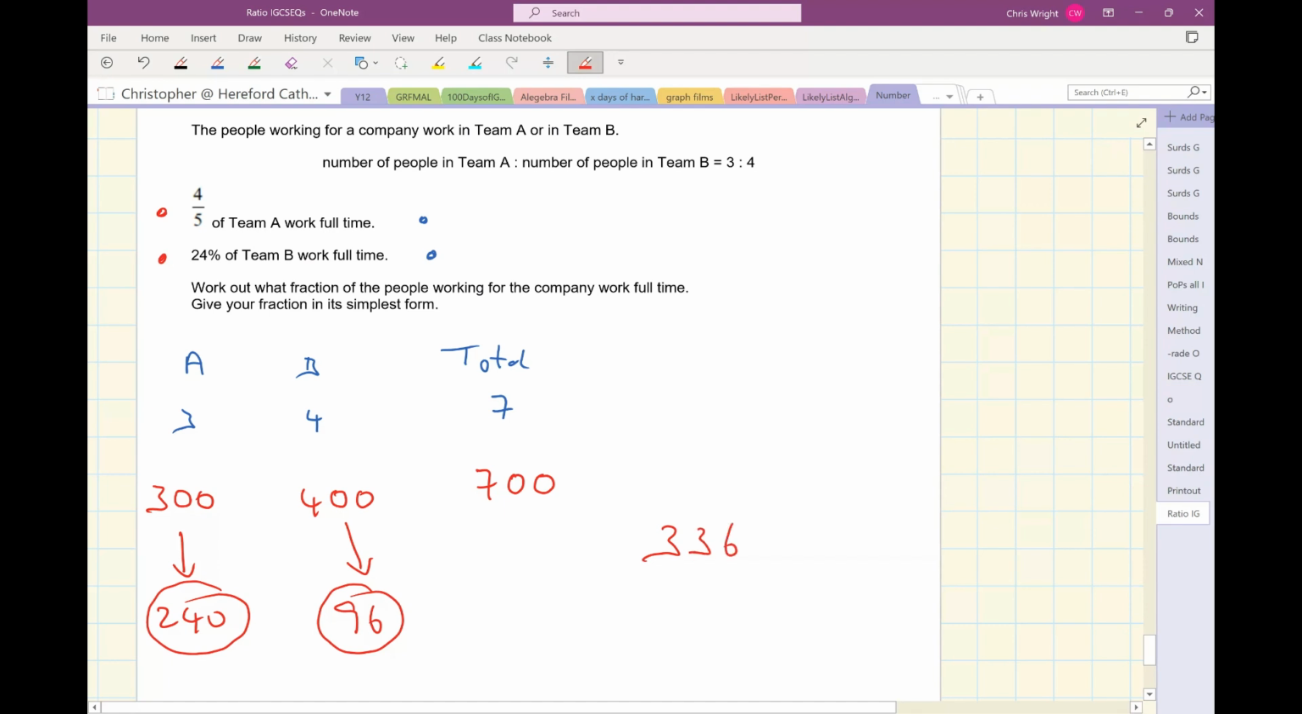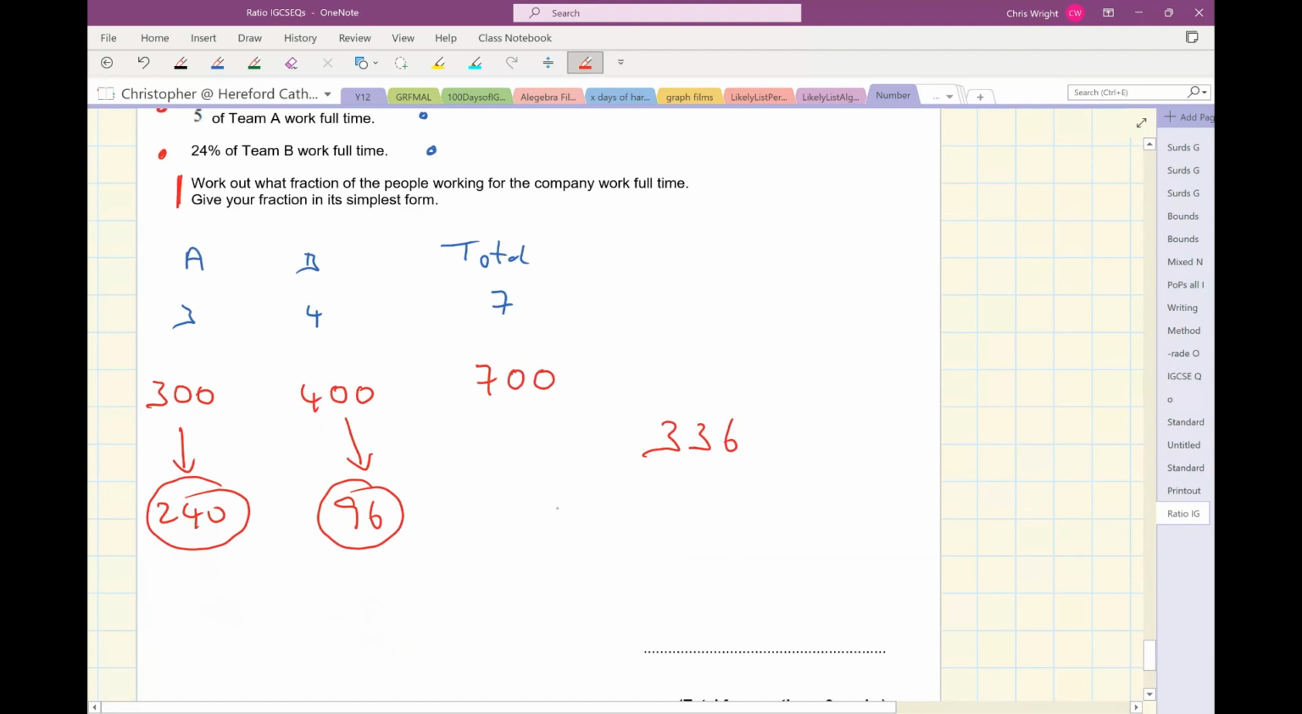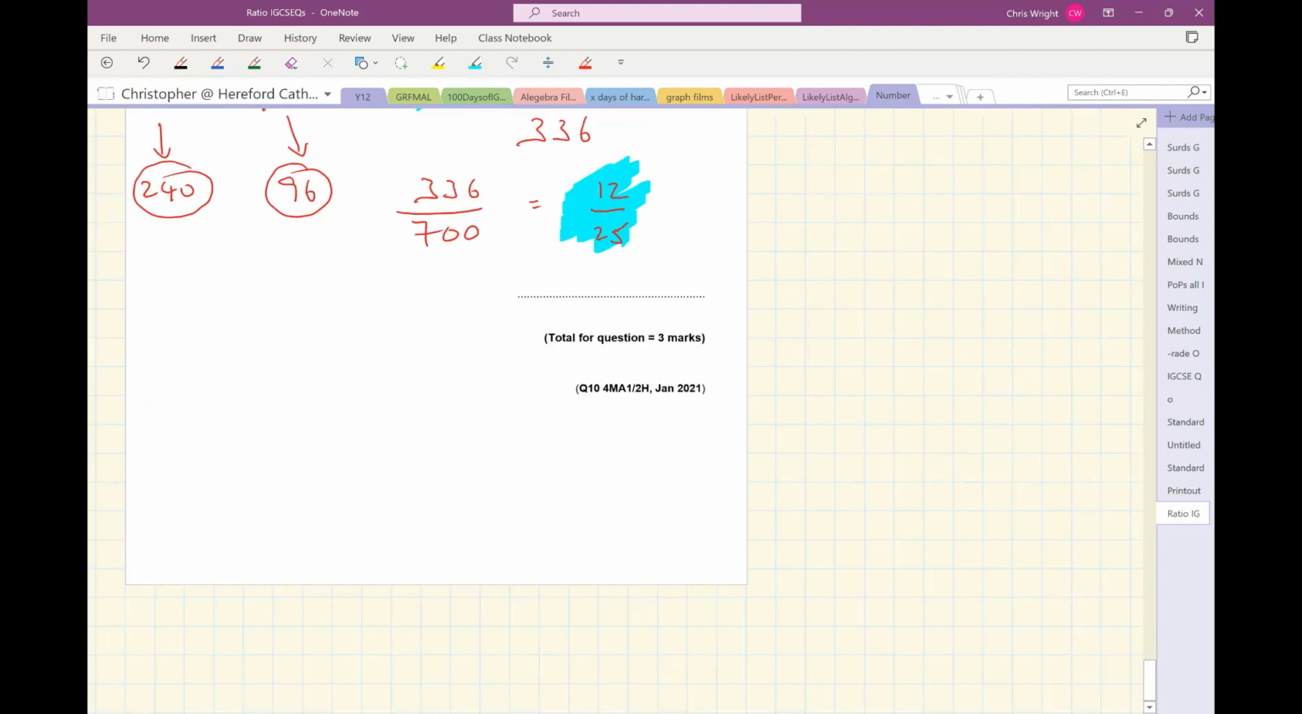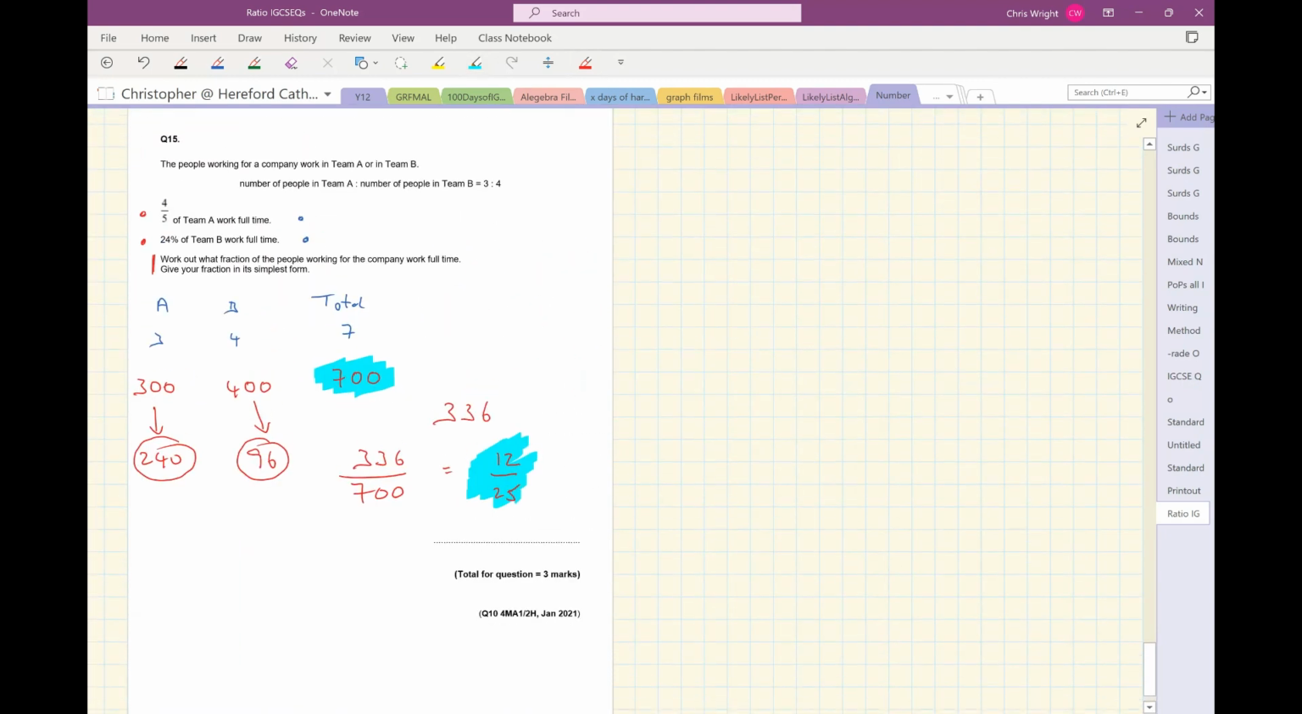So you might say, yeah, but you've assumed it's 700 people in total. So, you're just making it up. Well, I'm not actually, because it says work out what fraction of people work full-time. So the fraction of people will be 336 out of 700. And now I can cancel that down to give me 12/25. So the fact of the matter is it doesn't matter how many people work for the company. 12/25 of them will work full-time. And that is those 15 ratio questions finished.